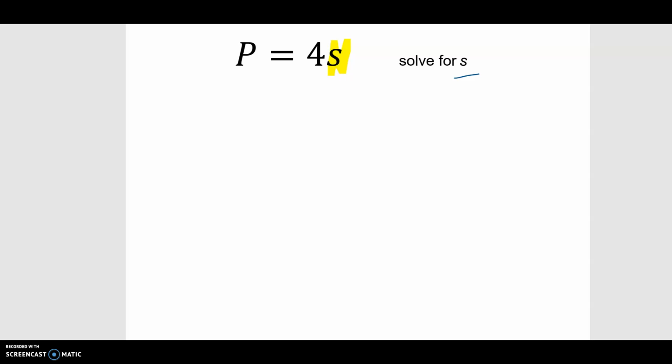So we're going to start by drawing a wall, because we want to make sure that whatever we do on one side of the equation, we also do to the other side of the equation to keep everything balanced. Then we're going to look at our inverse operations to get rid of everything surrounding that variable we're solving for. So since we're solving for the s, we need to get rid of that 4. It's 4 times s, so the opposite of multiplication is division. So I'm going to divide both sides by 4.